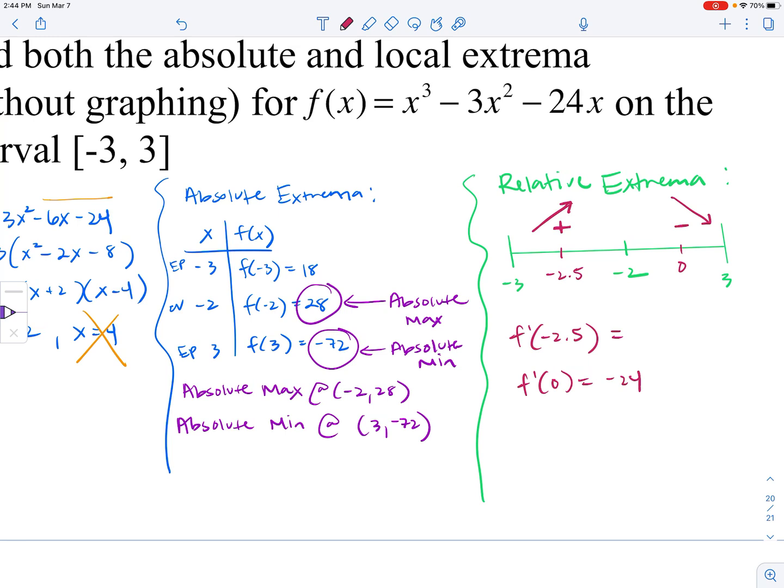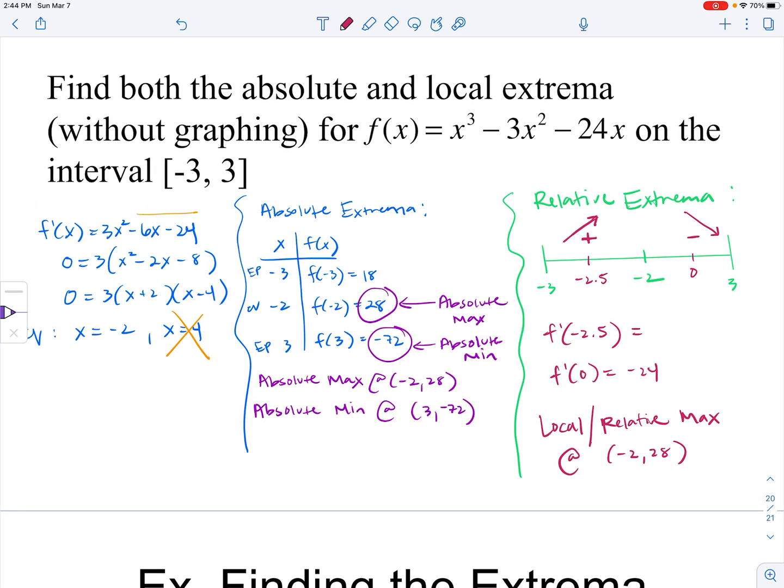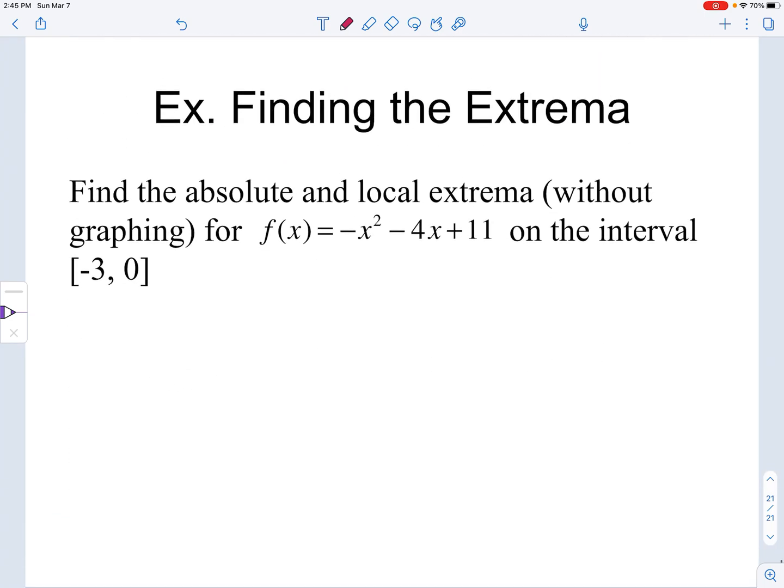So the graph goes from increasing to decreasing on that closed interval. Therefore, there would be a local max or relative max at -2. And if you want to plug, well, we know what the output is for -2. So at -2, 28, comma 28. So the absolute max is also, since it's on the interval, also a relative maximum.